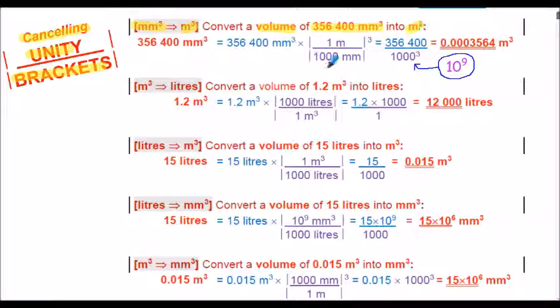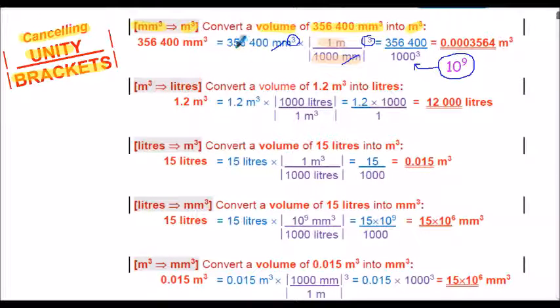Then we need to use a unity bracket. In this case, the unity bracket is 1 meter divided by 1,000 millimeters. That is unity. In 1 meter, there are 1,000 millimeters. And recalling from previous work, they're cancelling unity brackets. So we have to cancel the millimeters on the top, which means we have to put the millimeters on the bottom in the bracket. And as our unit is cubed here, then we need to cube the unity bracket.